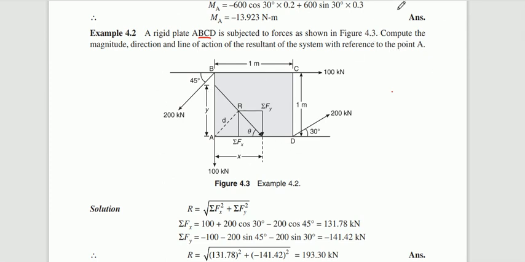Four forces are there. One horizontal, one vertical, and two inclined forces. Here you need to determine the magnitude, direction, line of action and resultant of the force system, and it is very important with respect to which point: with respect to point A. So this is exactly similar to the previous problem.